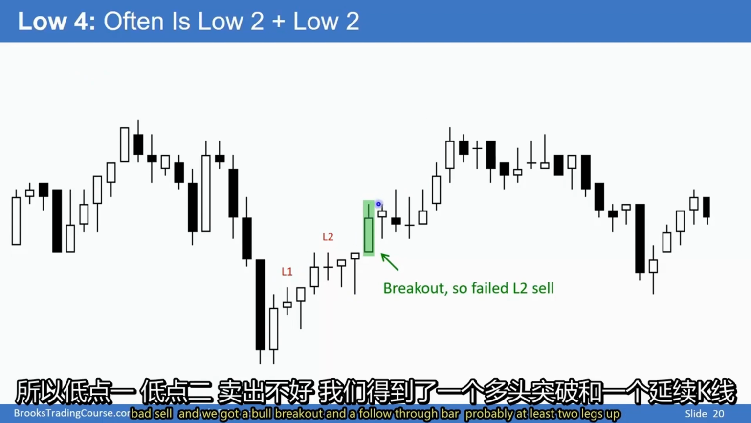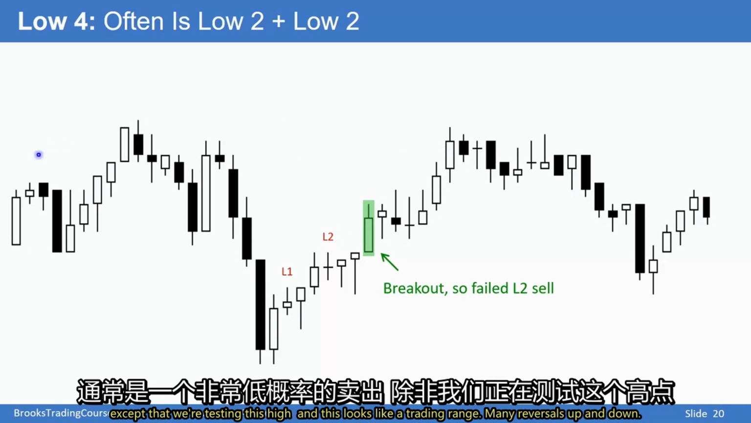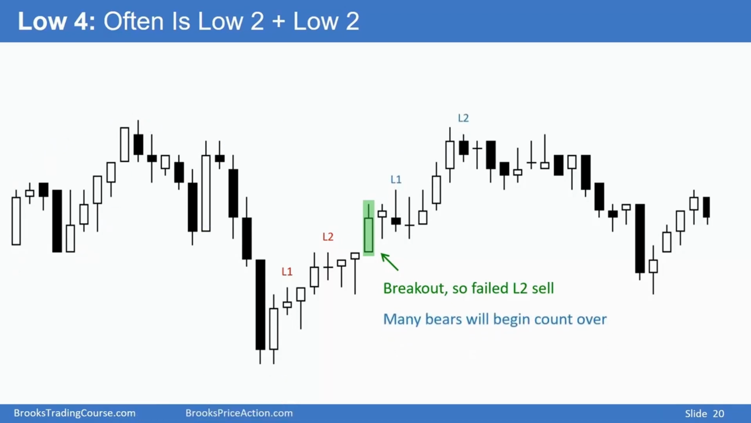Then we get a bull breakout and a follow through bar, probably at least 2 legs up, 1 pullback 2. And up here, it's a very tight bear channel, normally a very low probability sell, except that we're testing this high, and this looks like a trading range. Many reversals up and down.